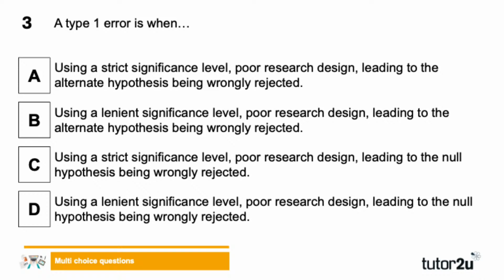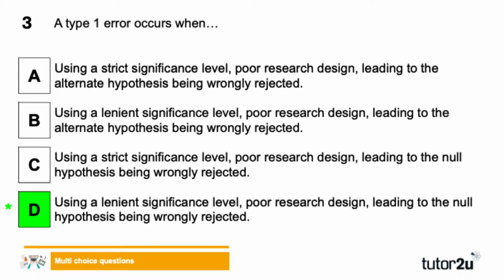Almost there with B. It's just the last bit that isn't right. It's null being wrongly rejected. Okay, so we had a bit more of a mixture there, again reflecting that this is the toughest area.